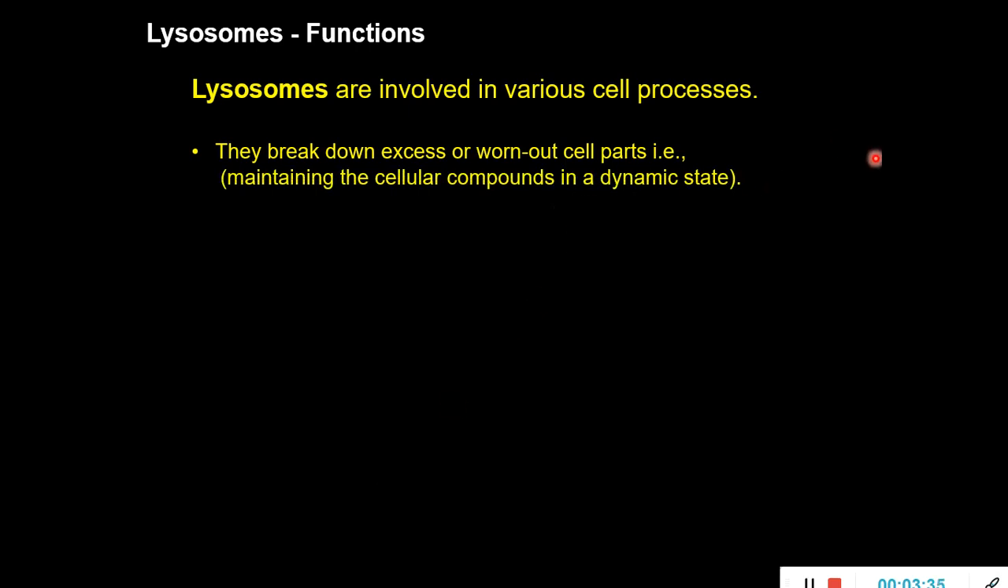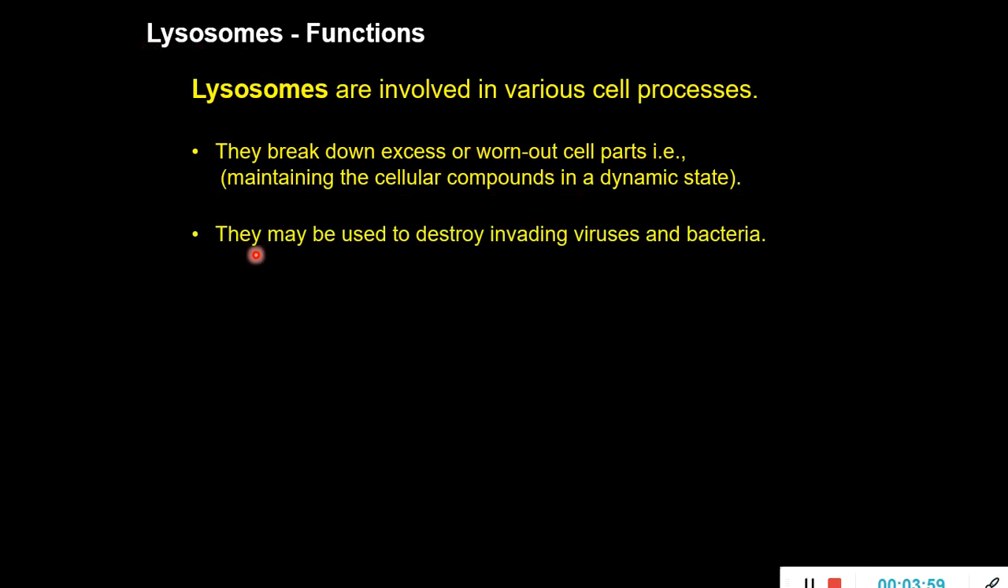For example, if there is a mitochondrion which is old and not functional, the lysosome will come into action and digest the old mitochondria, ribosomes, or whatever, to maintain the dynamic state of the cell, so that new mitochondria will be there and the old mitochondria are worn out. So lysosomes play a very important role in maintaining the cellular components in a dynamic state.